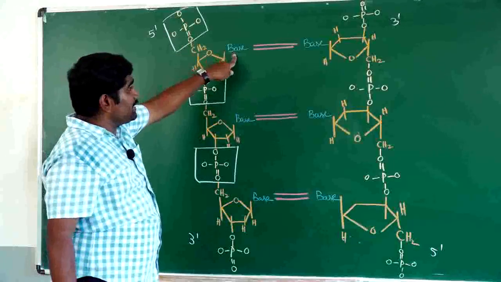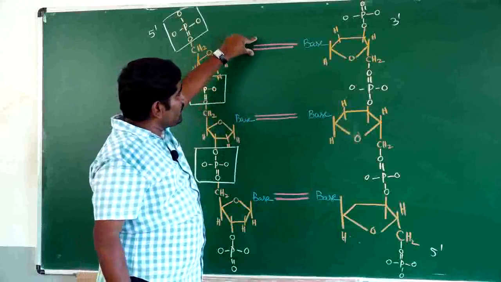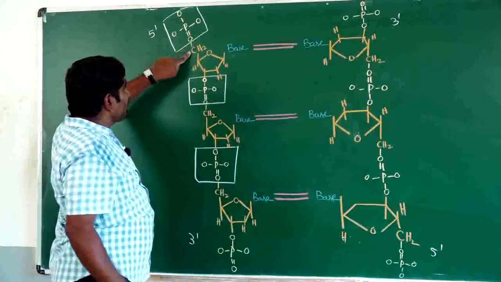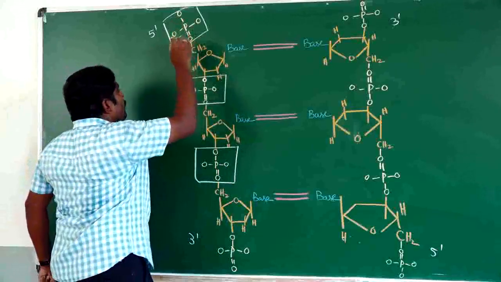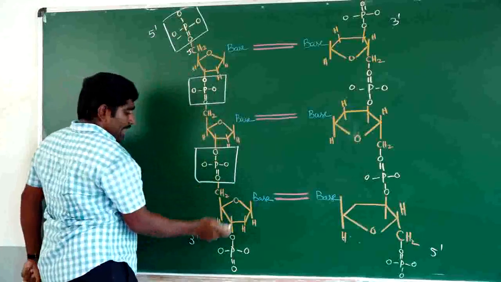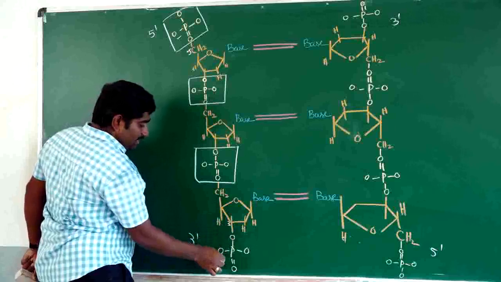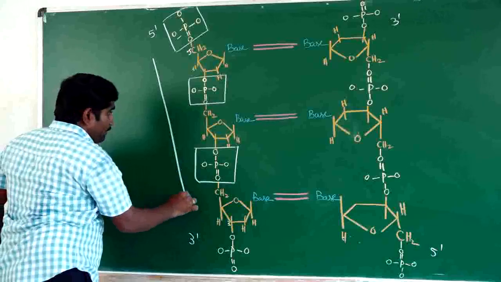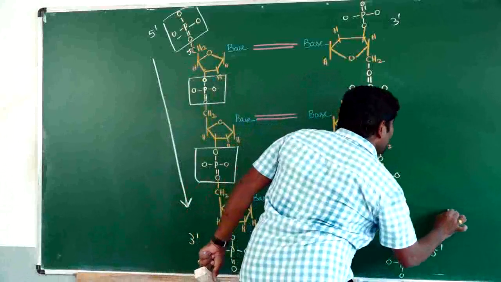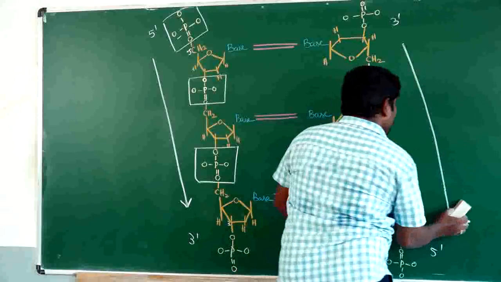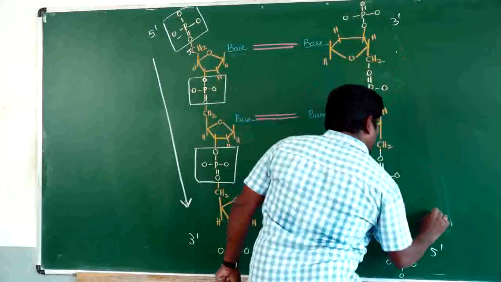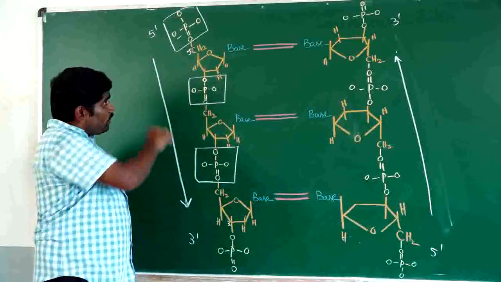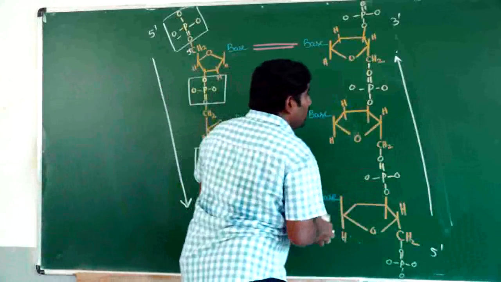This is the base, and in between the bases hydrogen bonds are present. These are hydrogen bonds, and this is one strand and this is the other strand. This is the 5th carbon, and this is the 5 prime end, and this is the 3rd carbon, and this is the 3 prime end. So this strand is passing in this direction, 5 prime to 3 prime, and the other is passing in this direction, 3 prime to 5 prime.